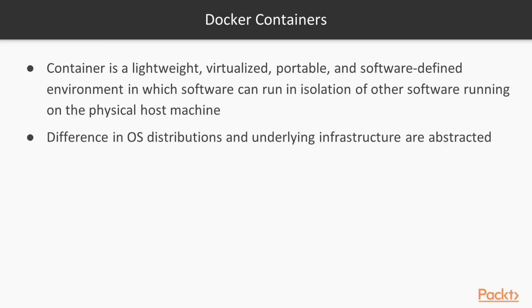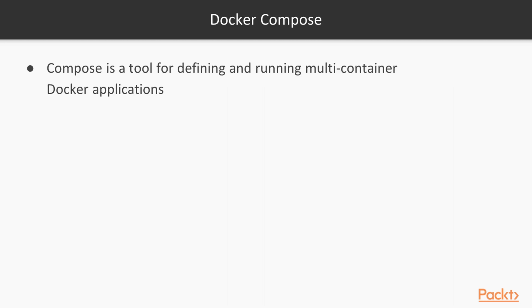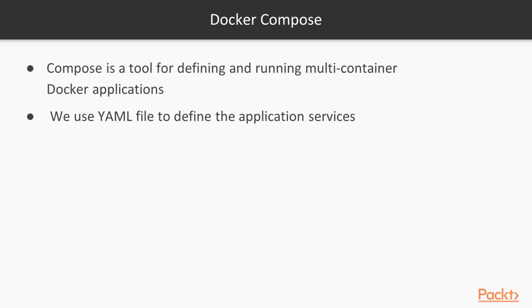The difference in operating system distribution and underlying hardware is abstracted. Docker is one of the containerization platforms, and Docker is a tool which provides us an easier means to create, deploy, or run applications using containers. In the same way, Docker Compose is a tool which helps us set up multi-tier application architecture, and we would be using a YAML file to define the application services.